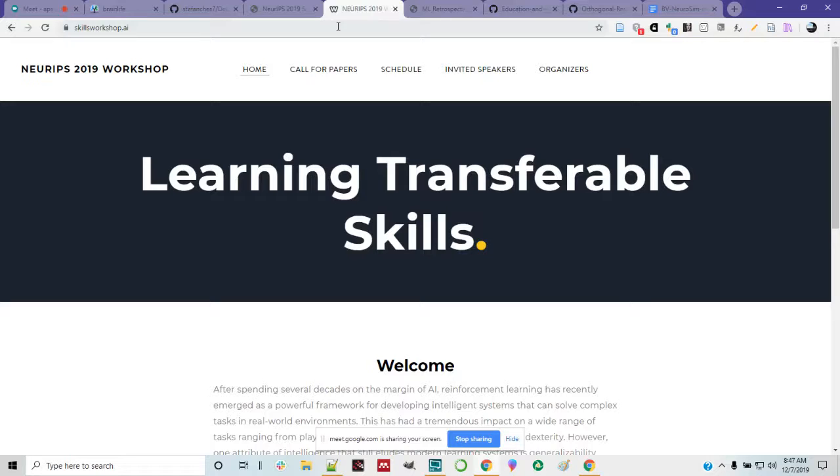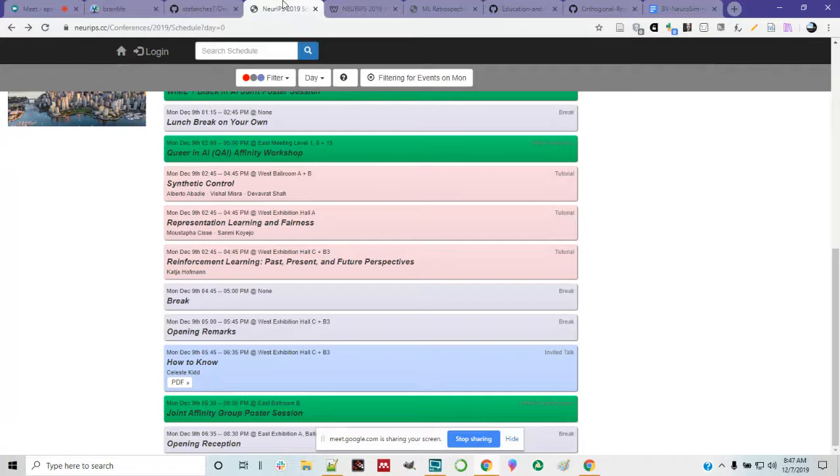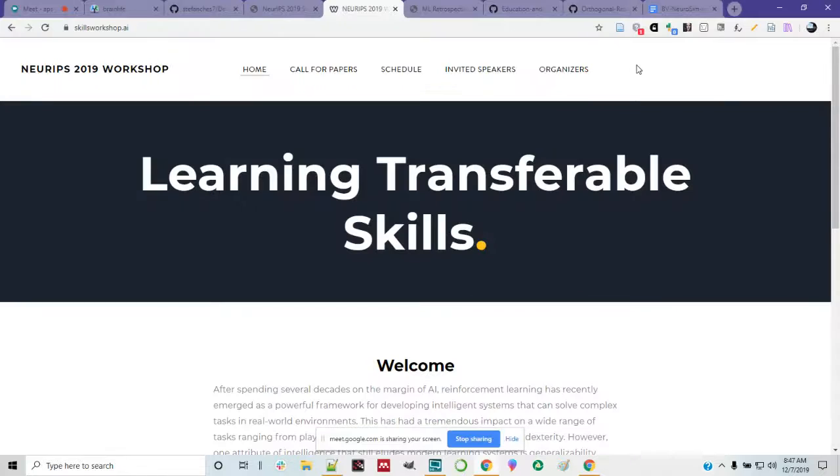They'll often have workshops at the beginning of the conference, and the workshops are actually put on by people. They propose the workshops, and then they get accepted, and then they have to organize it as a parallel mini conference. So this one here, and I want to put the link in, is the Skills Workshop.